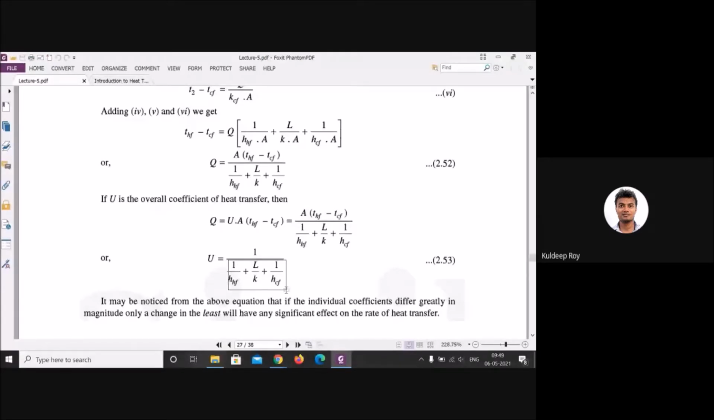Okay, just read this formula, because this formula is frequently used if you want to determine the overall heat transfer coefficient in a composite wall, or you can say in your bioreactor.